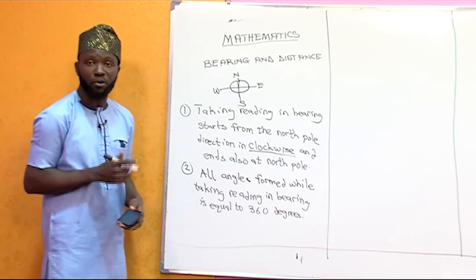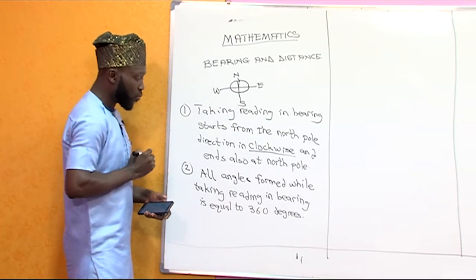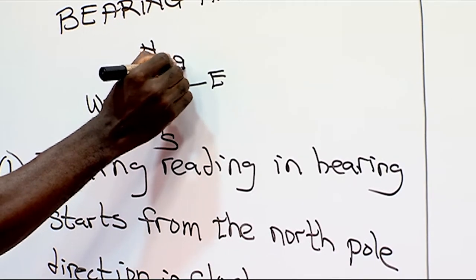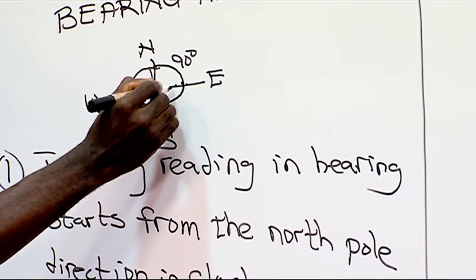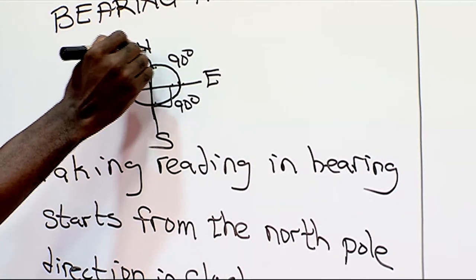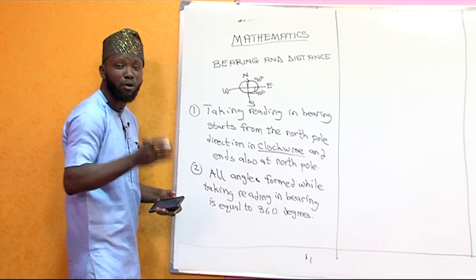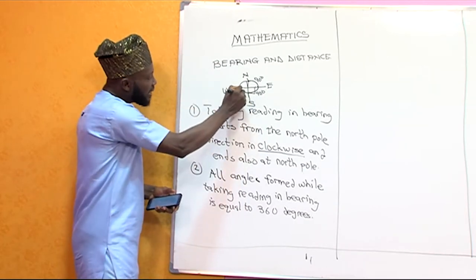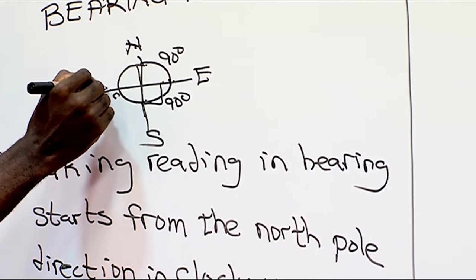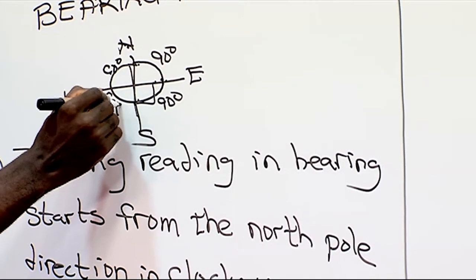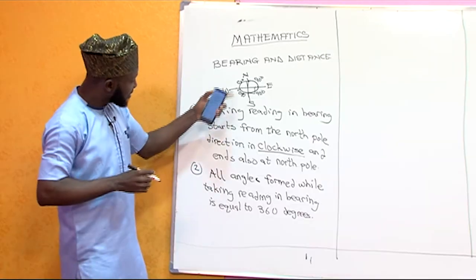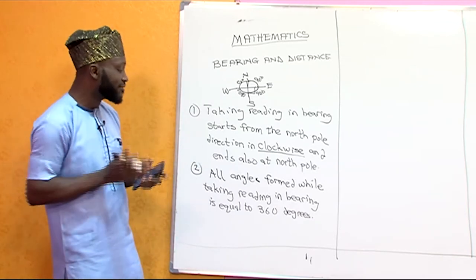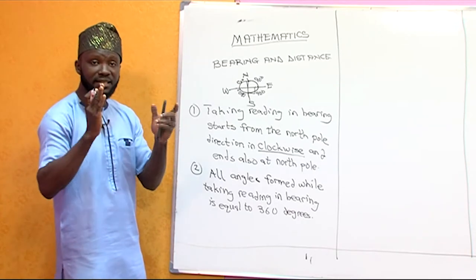Then another thing you need to take note of is number two. When we go back to our cardinal points, if I start taking my reading from the north, when it touches the east, it makes an angle of what? 90 degrees. Then from the east to south, another 90 degrees. From north to south, when we add these together, it gives us 180 degrees. We can call this: angle on a straight line is always equal to 180 degrees. Then from south to west is another 90 degrees, and from west to north again, another 90 degrees. When we sum up all these degrees together, it gives us 360 degrees. That is why all angles formed while taking readings in bearing are equal to 360 degrees.